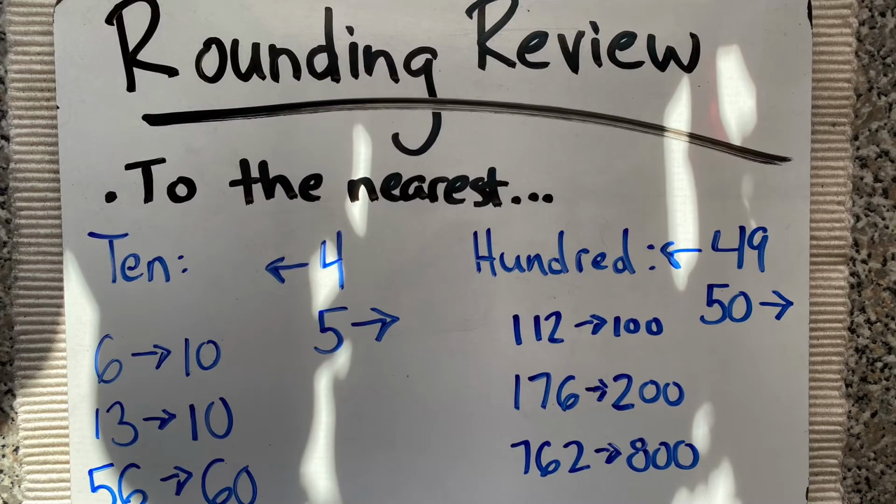As you remember, if we're rounding to the tens, 1 through 4 we round down, and 5 and up we round up to 10. Same rule applies for the hundreds. If we're rounding in the hundreds, 49 and below rounds down, 50 and up rounds up.